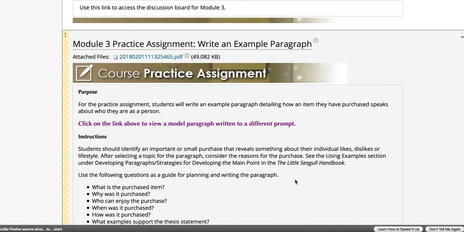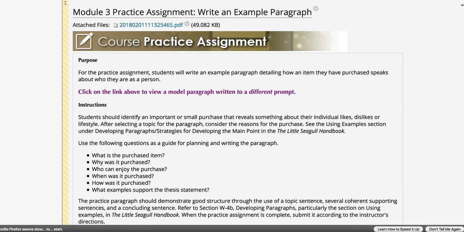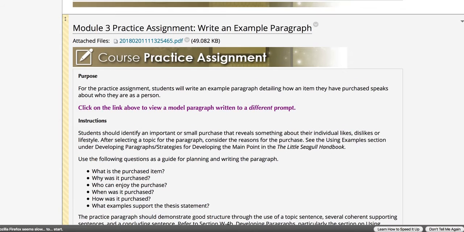And here are some guides for planning and writing the paragraph. These are just pre-writing techniques. What is the item? Why was it purchased? Who else can enjoy it? When did you purchase it? How was it purchased? What examples support the thesis? Or in this instance, since we're writing only a paragraph, we're not really talking about thesis statements. We're talking about topic sentences.